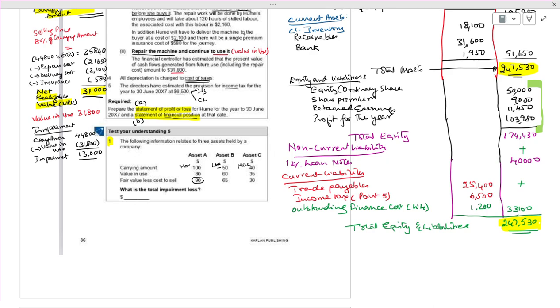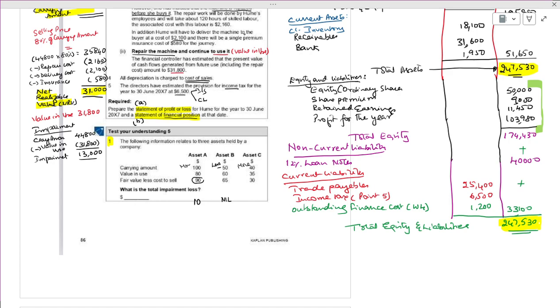Impairment is how much here? 100 minus 90 is 10. Now, here how much? Here the carrying amount is less. Whichever is higher between fair value less cost to sell and value in use, the carrying amount is less. So impairment is nil. No impairment.